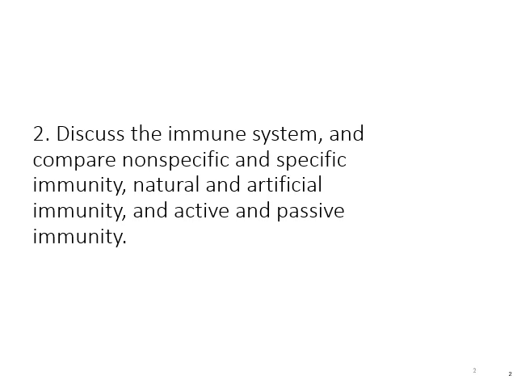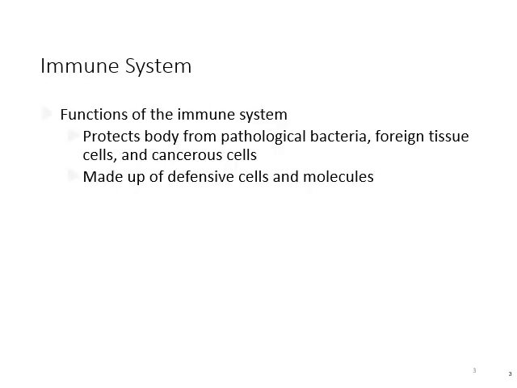Passive immunity. Immune system. Why do we have it anyway? What do we need it for? What does it do? Well, it protects the body from pathological bacteria. Pathological means it's going to kill you, right? Foreign tissue cells and cancerous cells. It's made up of defensive cells and molecules.